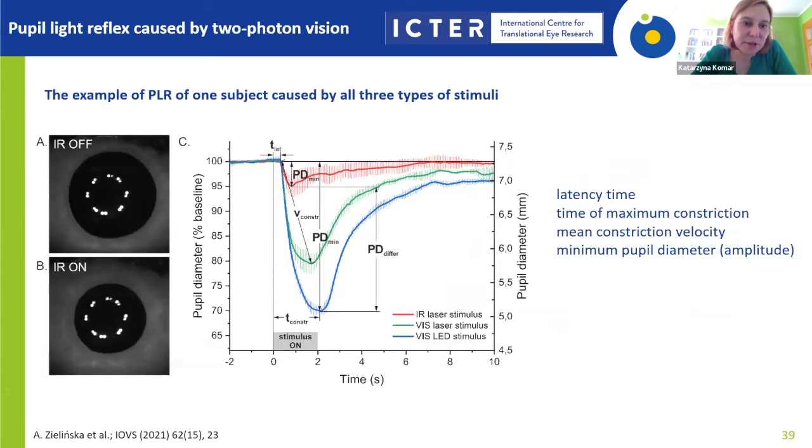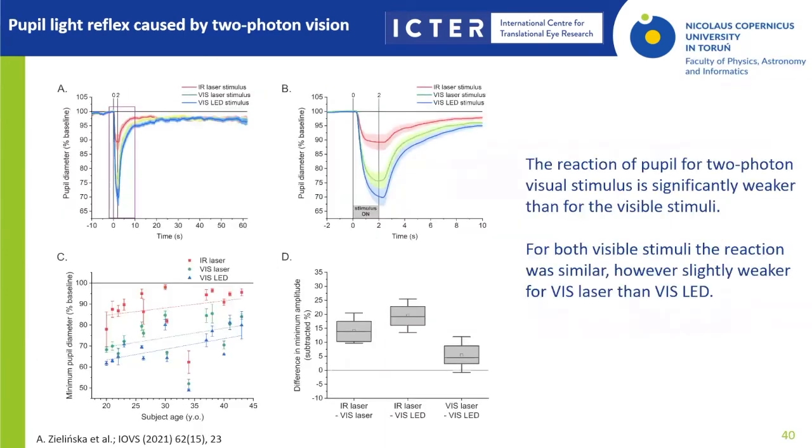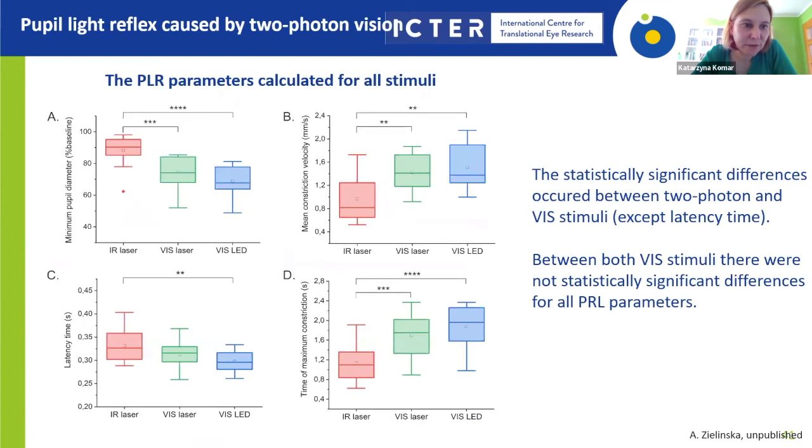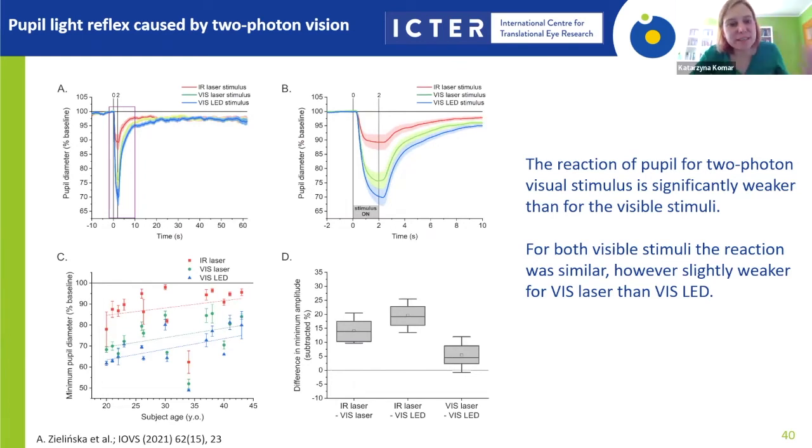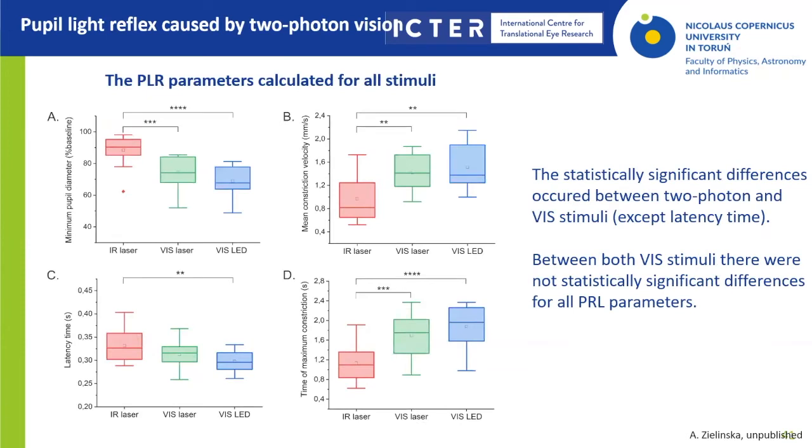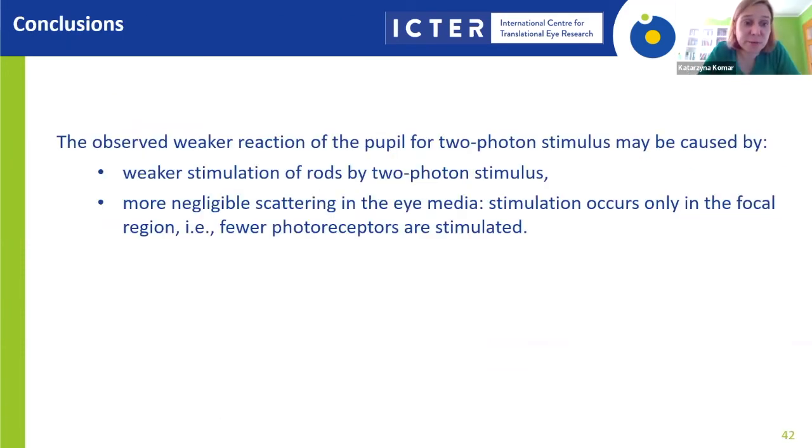And when we performed that and measured all the parameters, we found that the reaction of the pupil for the infrared stimulus was significantly smaller than for the 1 photon stimulus. And it was also confirmed by different kinds of calculation. For example, minimum pupil diameter and latency time were maybe not very different, but mean constriction velocity was different, and time of maximum constriction was different. So for the same perceived brightness of these two stimuli, the reaction of the pupil was smaller for the 2 photon one. And we think that it might be caused by weaker stimulation of rods by the 2 photon stimulus, and also maybe more negligible scattering in the eye media, because stimulation occurs only in the focal region.